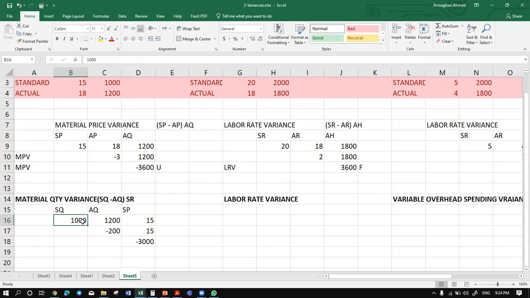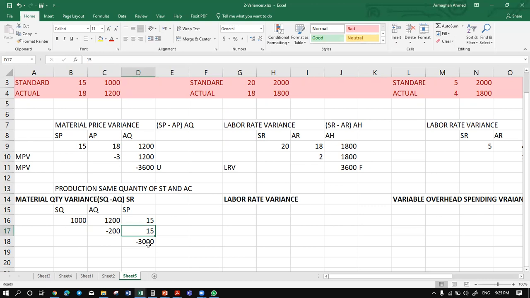Let's say 1000 goods, right? The quantity of production is the same for standard and actual. Right, the standard production, what was set, we produce the same in actual. We are assuming that here. Understand?